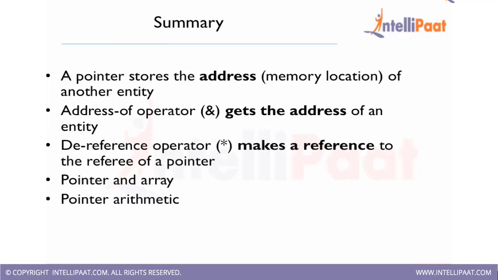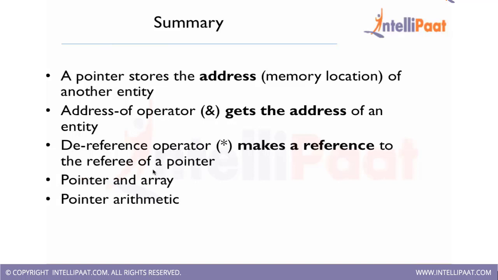Just to summarize our points, a pointer stores the address of another entity. Another entity means a variable or an array, generally a variable. The address of operator is AND. If we use AND, we get the address of that entity. Star is the dereference operator, or value of operator. When we use star, we get the value at that particular address.